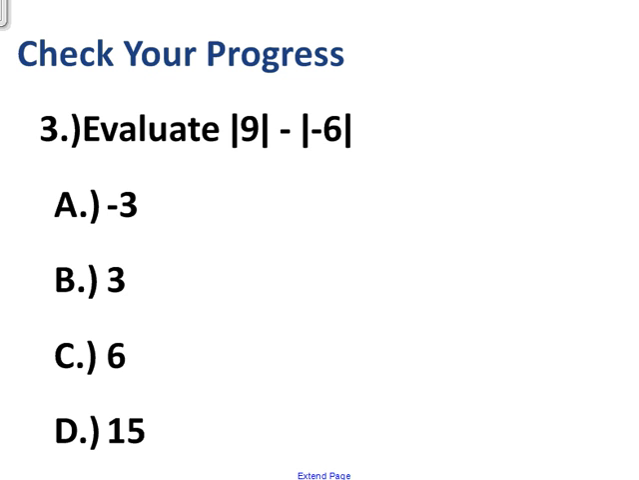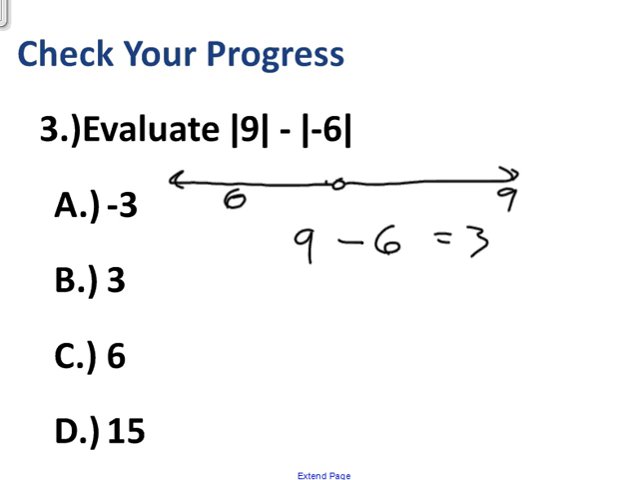Evaluate the absolute value of 9 minus the absolute value of 6. Again, on a number line from 0 to 9 is 9 units. From 0 to negative 6 is 6 units. Doesn't matter positive or negative, it's 6 units. So I've got 9 minus 6, which equals 3.